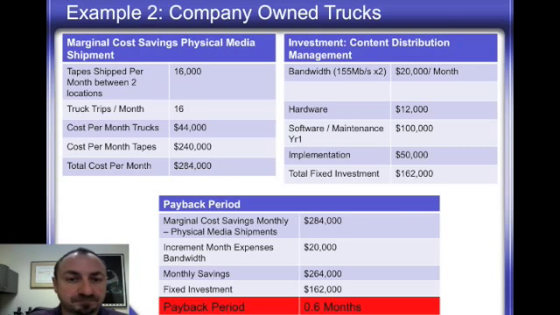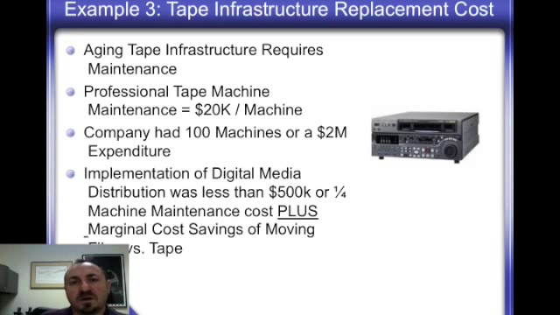Another great example. Another customer that we're working with is in an environment that's somewhat hazardous to tape infrastructure. They have about 100 tape machines that they were using to do dubbing and to ingest content, etc. That infrastructure was aging, and they were looking at having to spend about $20K per machine to get them all refurbed. 100 machines. We're talking about a $2 million expenditure to get their infrastructure operational again.